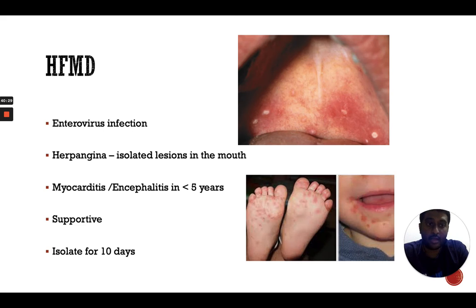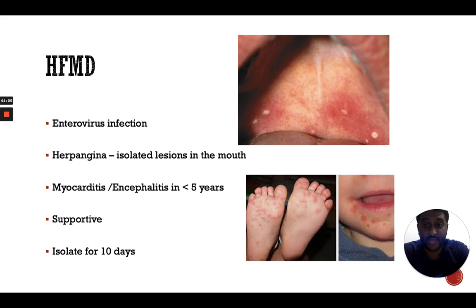Next, a very common presentation is HFMD. It's caused by enterovirus. There's a variant of HFMD called herpangina, where there's an isolated lesion in the mouth. In less than 5 years, be careful, it can cause myocarditis or encephalitis. So if they present with HFMD and febrile seizures, please warn them there's a possibility of encephalitis. Treatment is mostly supportive.